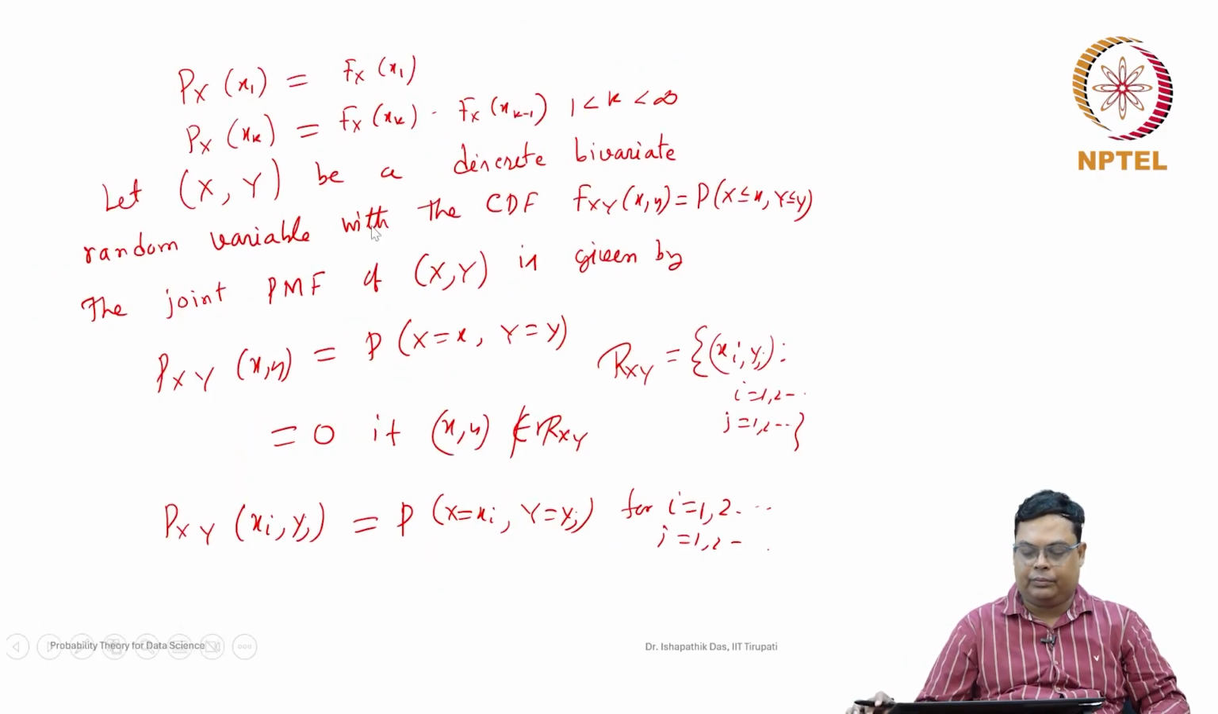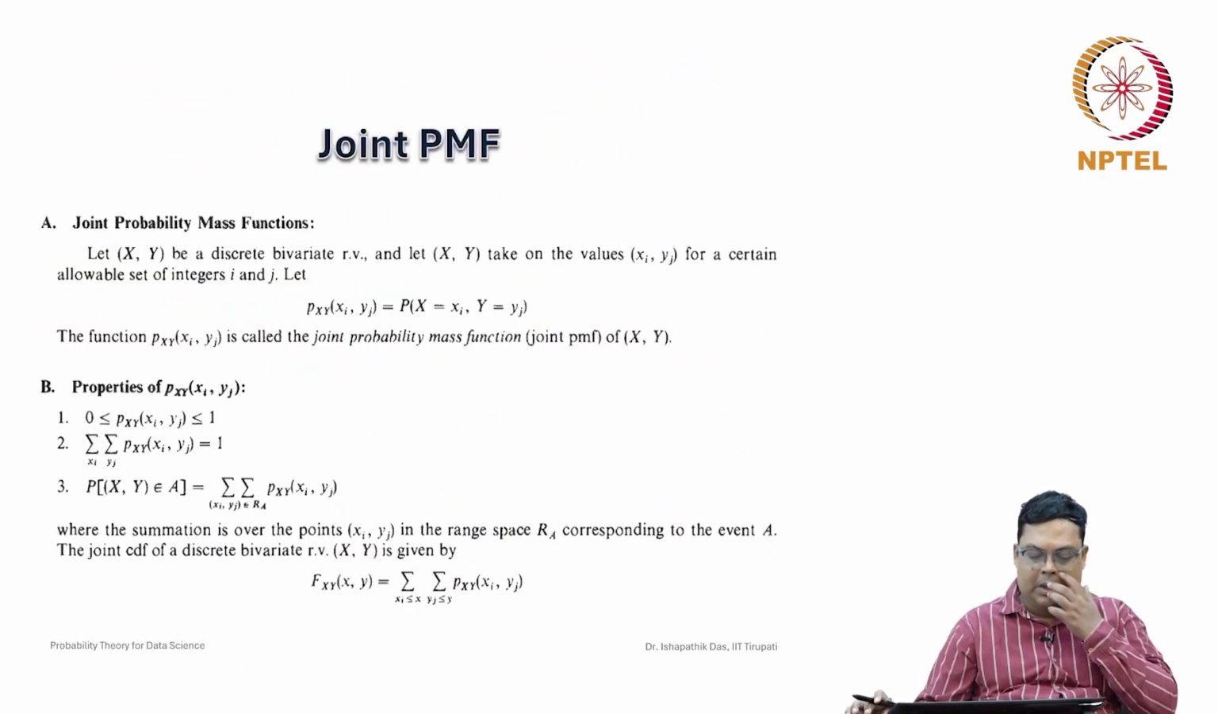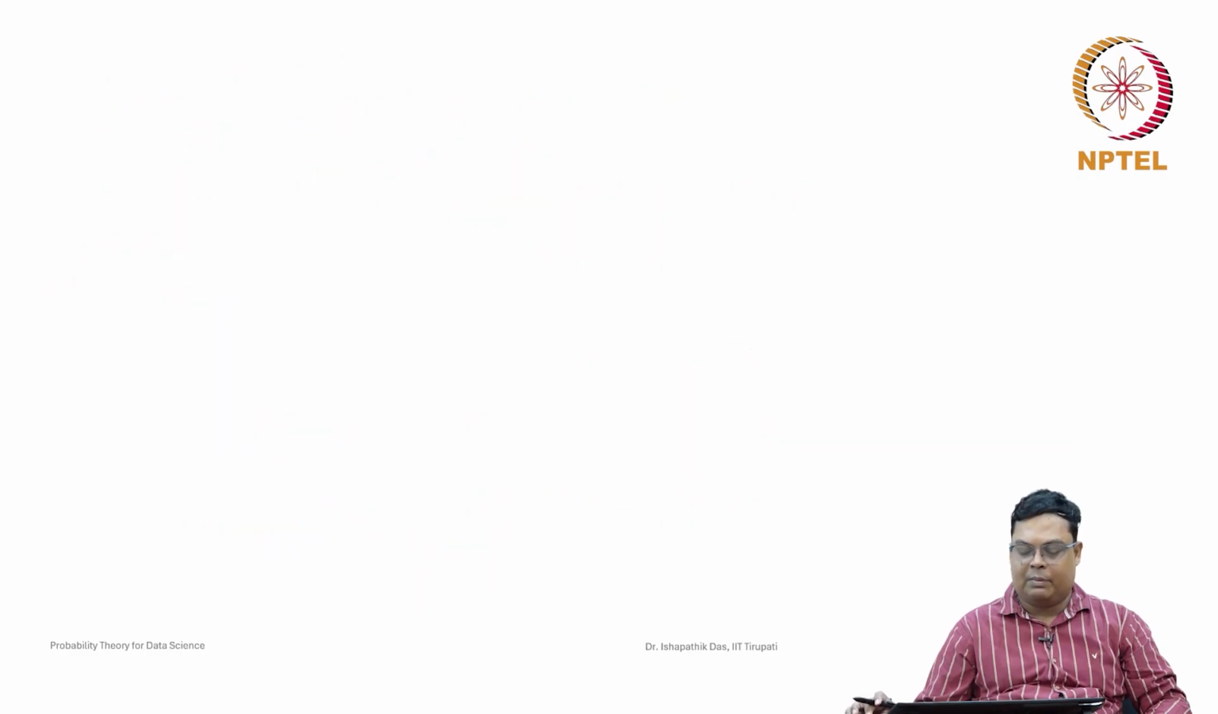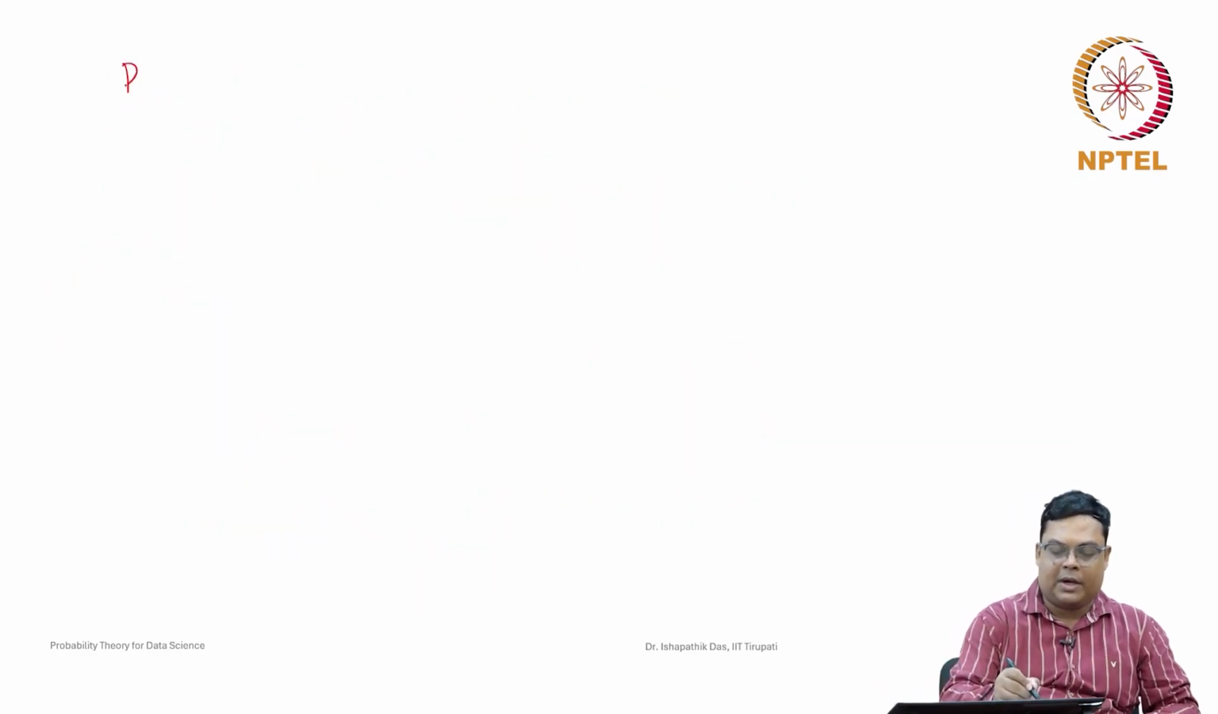So, joint probability mass function. We have already mentioned this here. So, what are the properties of this joint probability mass function?